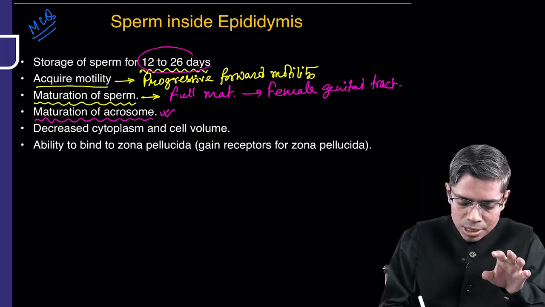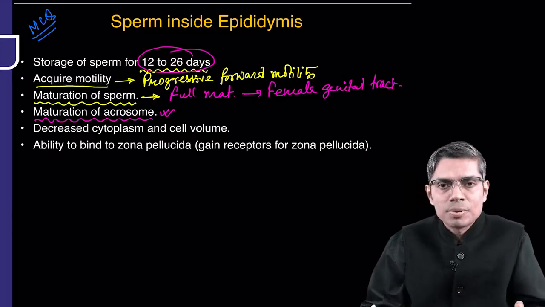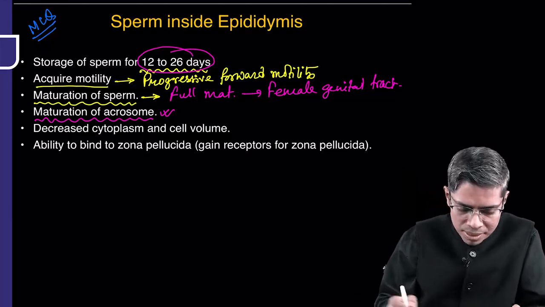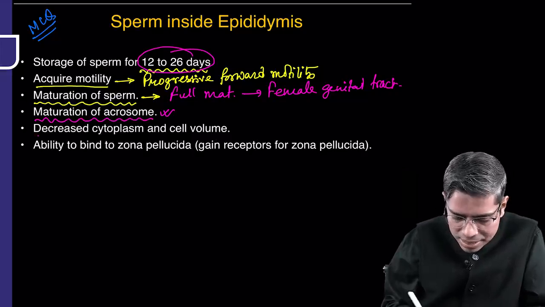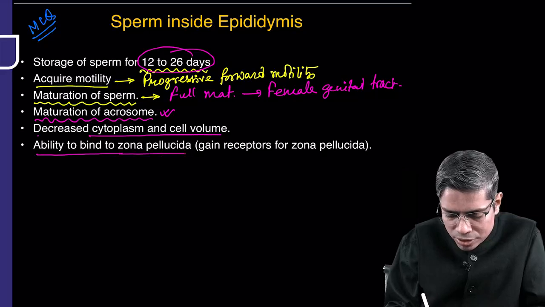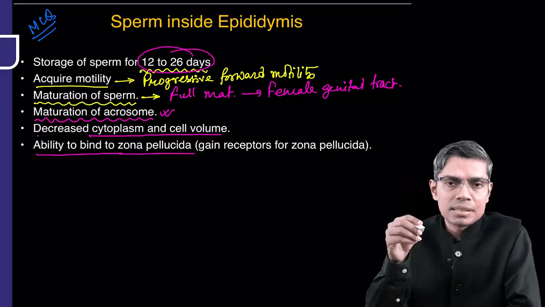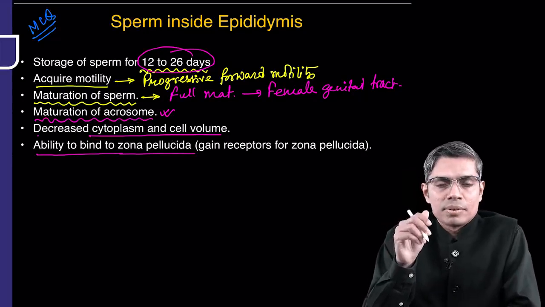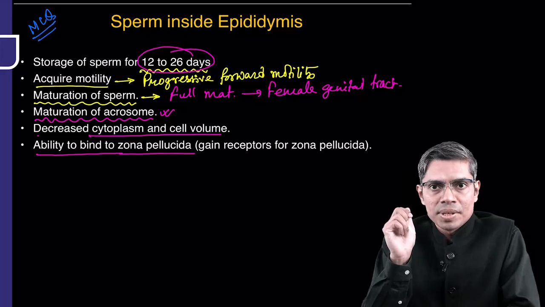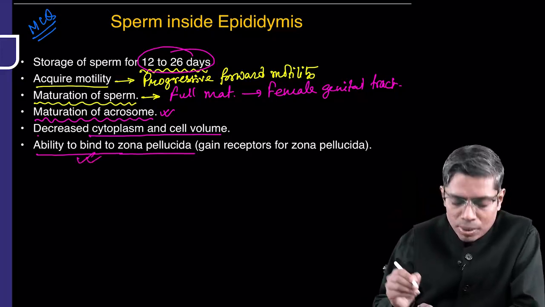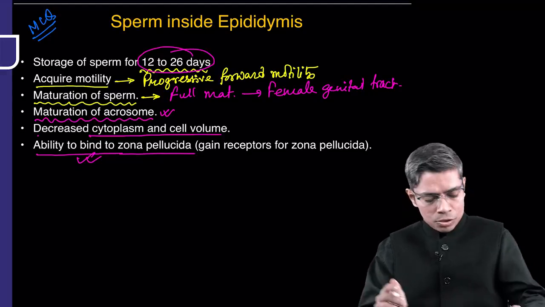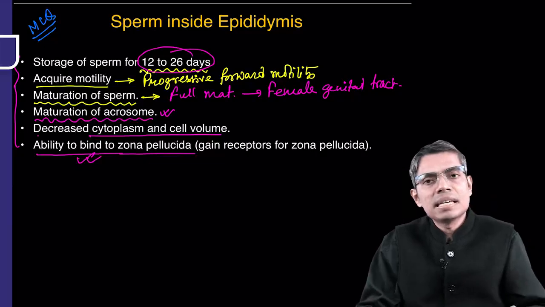How many days is it staying? 12 to 26 days. So there is a long stay of sperm inside the epididymis, and during this stay many important changes are occurring inside the sperm, right? Along with that, there will be a decrease in cytoplasm and cell volume, and the sperm will have the ability to bind to the zona pellucida, because the ultimate target of the sperm is to fertilize the ovum. For fertilization, the sperm has to bind with the zona pellucida, and then it will penetrate inside the ovum. So this ability to bind the zona pellucida also occurs at the level of the epididymis, right? So all of this is happening inside the epididymis.